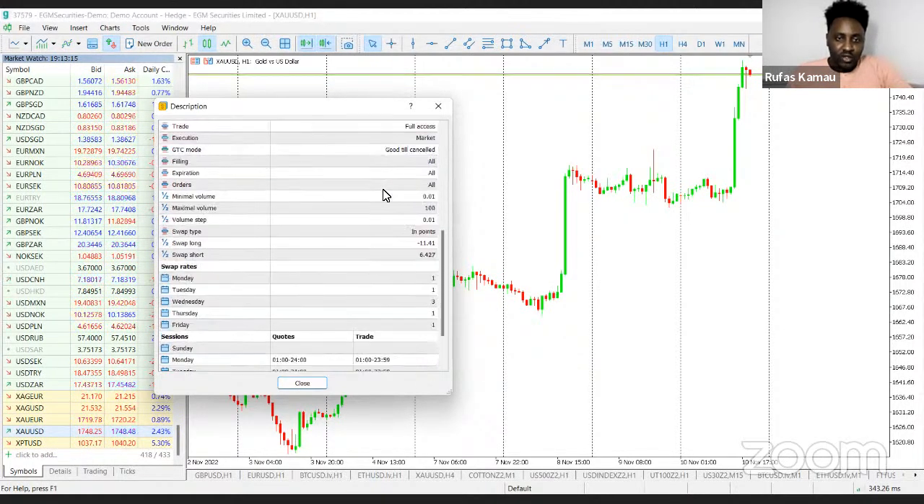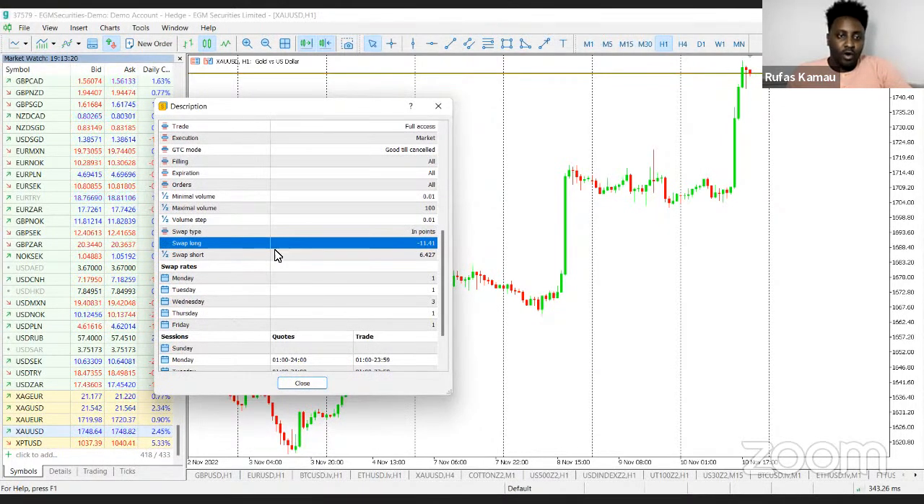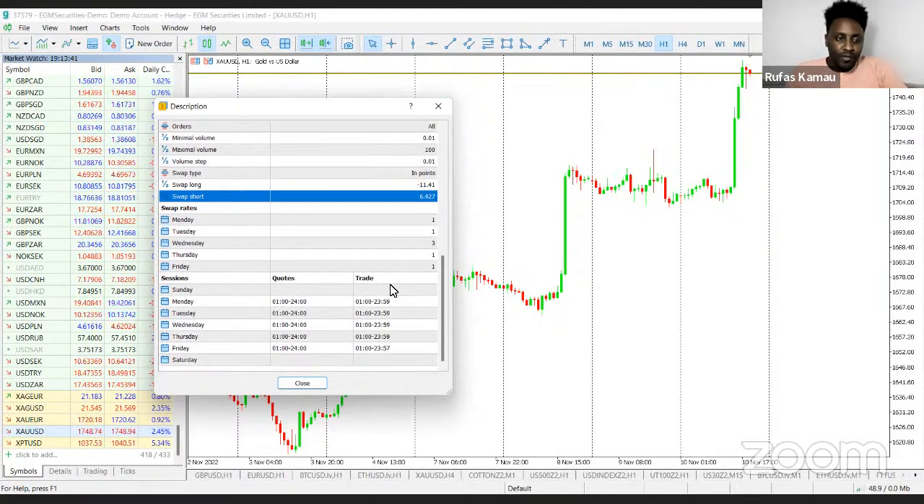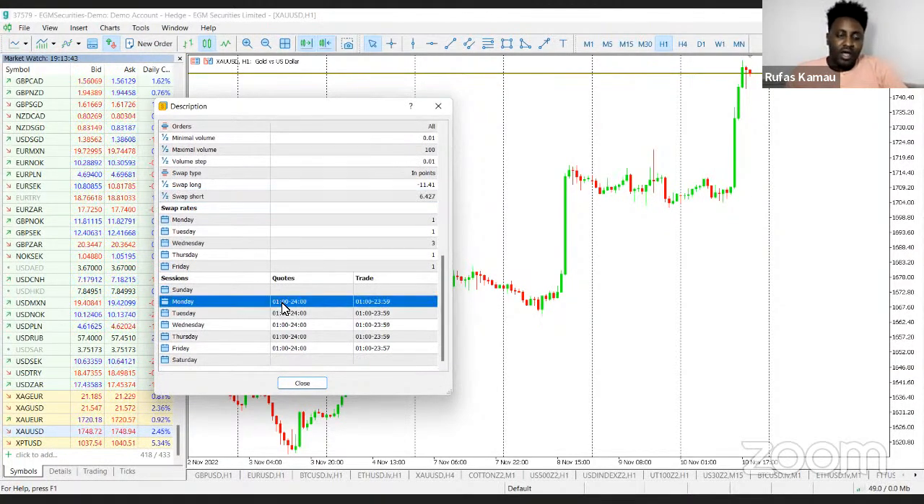The other key thing you need to understand is that it attracts swap, for both long and short positions. If you're on the buy side, it attracts a negative swap, and if you're on the short selling side, it has a positive swap. So if you are selling gold, every time you hold the trade past midnight, you earn some swap. This swap is cumulative and is applied 3 times on Wednesday. Besides this, on trading sessions, it's not tradable on weekends, and can only be traded from Monday through to Friday.